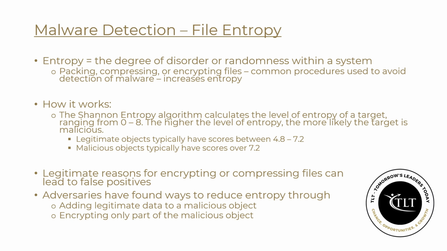Given a score using the Shannon entropy algorithm, legitimate items will usually obtain a score between 4.8 and 7.2, while suspicious items will typically have scores over 7.2. However, there are legitimate reasons for encrypting or compressing files, effectively increasing the entropy of non-malicious items. Moreover, attackers have found ways to decrease entropy scores, both through adding legitimate data to a malicious file or encrypting only part of the malicious object.